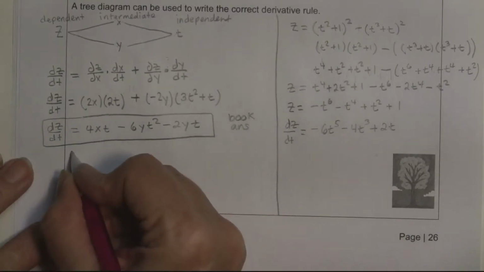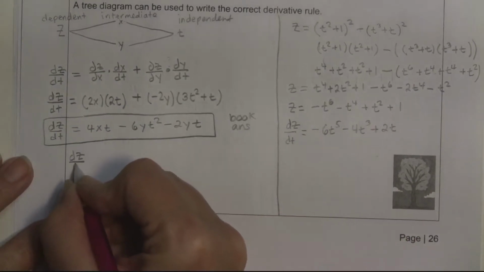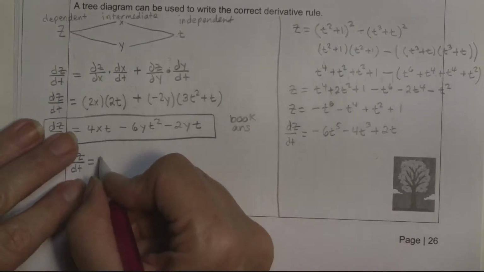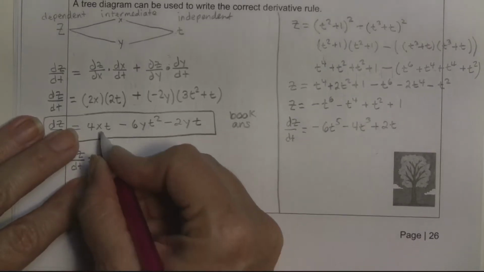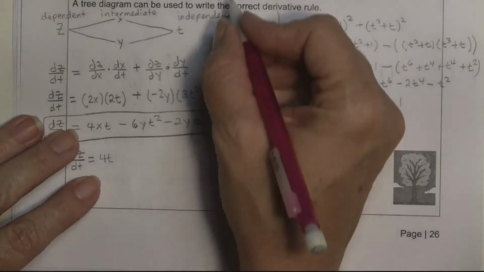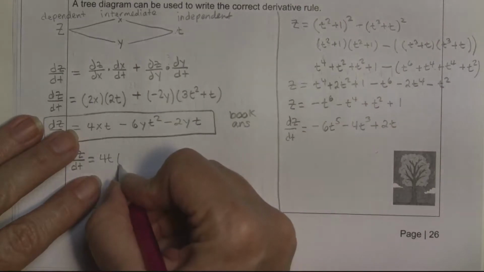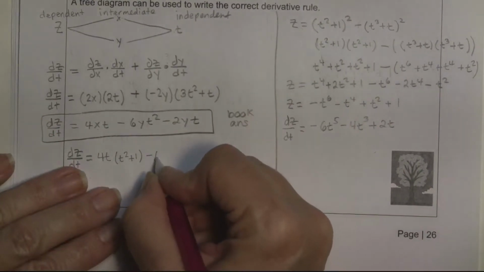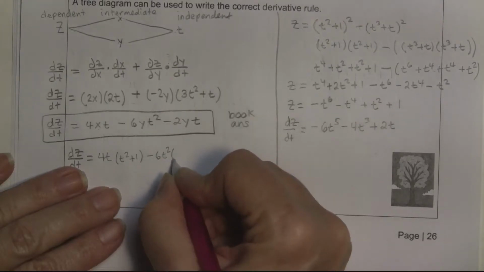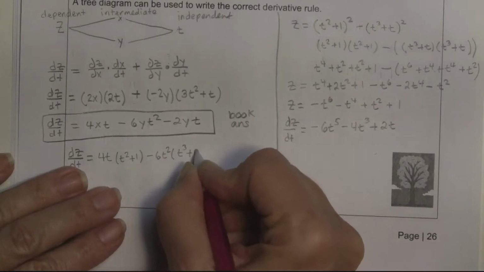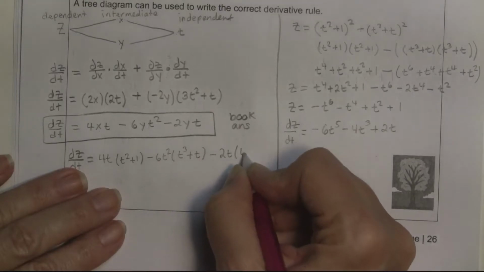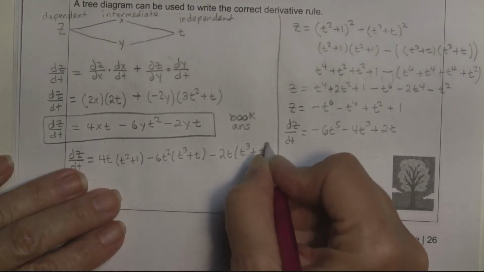I know I'll get, why did you go on? Do I have to go on? And the answer is no, you don't have to go on. For t, I'm going to write x, just because it'll be easier for me, is equal to t squared plus 1, and then y is equal to t cubed plus t.